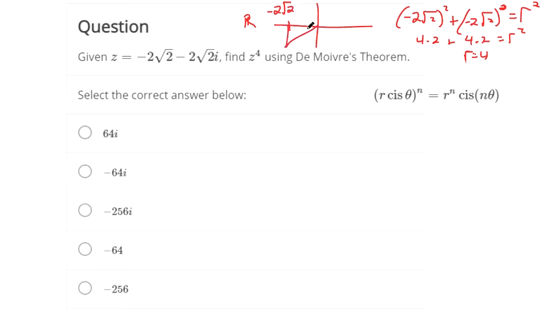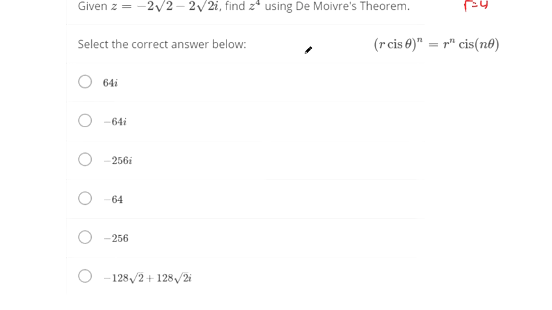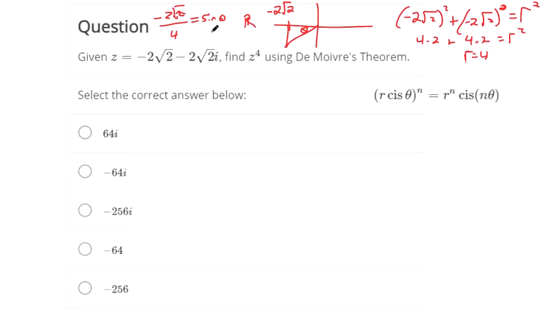You could draw a right angle triangle, and it's the opposite divided by the hypotenuse, which we found to be r, we found r to be 4. That would be sine of the angle. So this is just the square root of 2 over 2. So this is a 45-degree angle. Let's keep it in radians though, which is pi over 4. So this whole thing is 5 pi over 4.